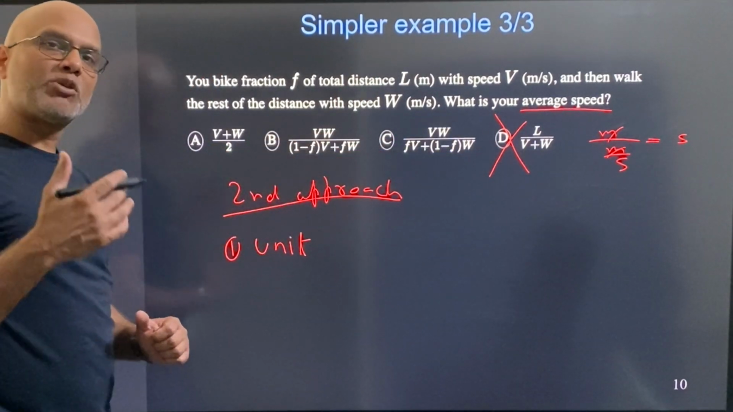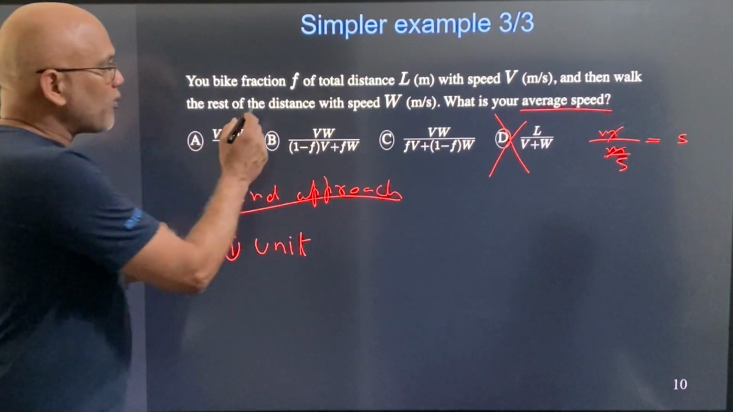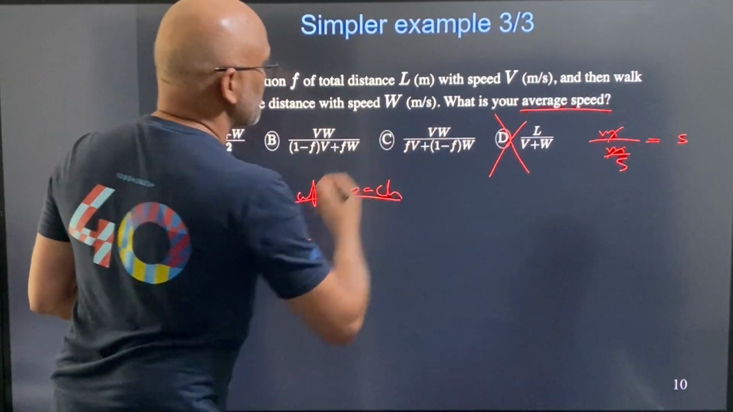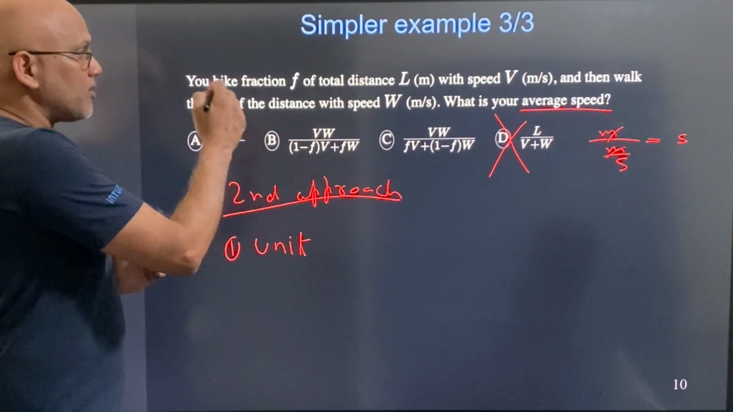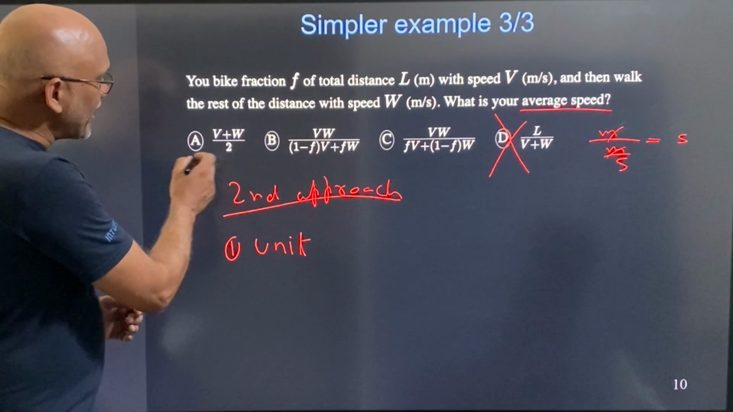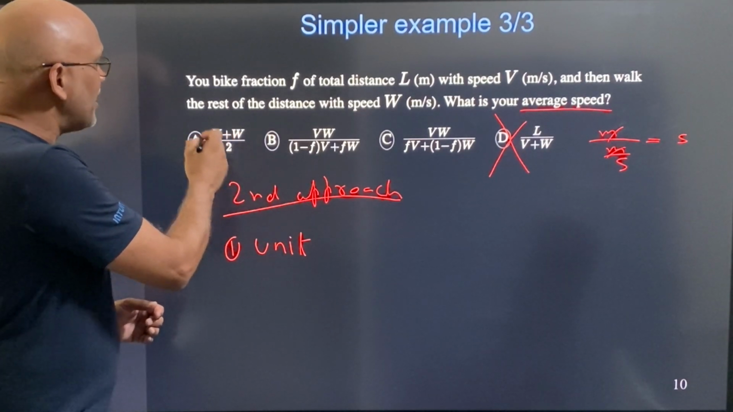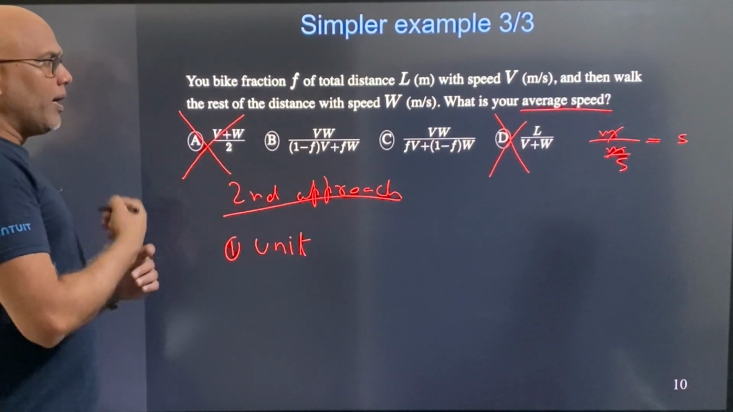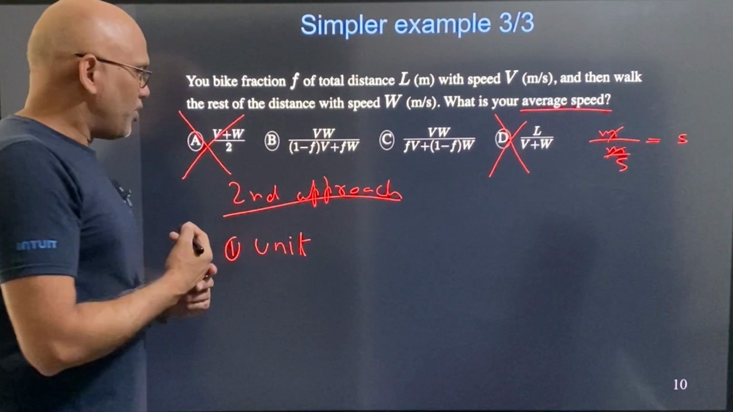Now let's try to think more, right? So we are walking a fraction with a given speed, another, and the rest with another speed. So clearly the average speed is going to depend on the fraction f, right? And if you look at this choice, f doesn't appear here, right? So this cannot be the correct choice. Okay, now all right, let's think more, right?